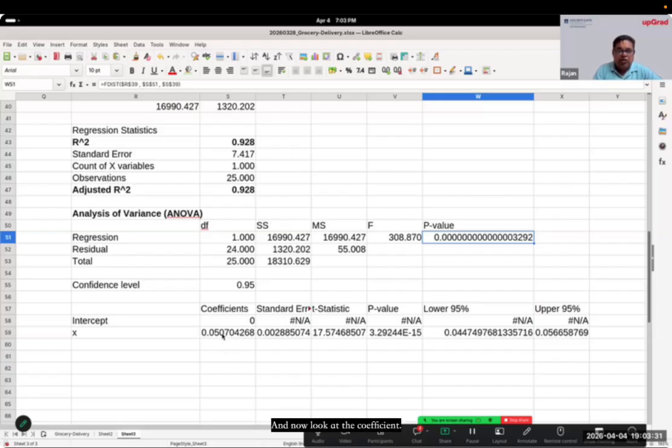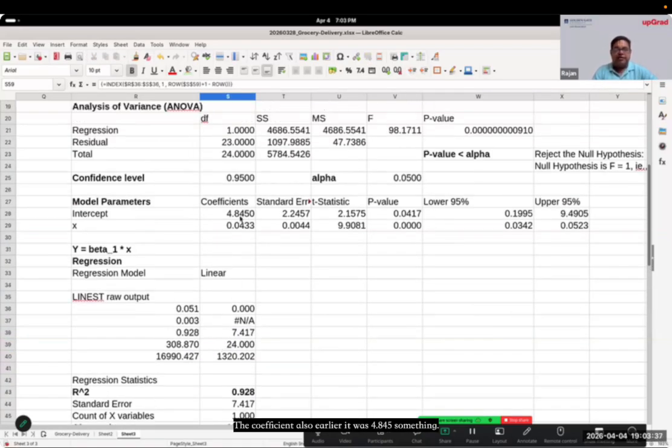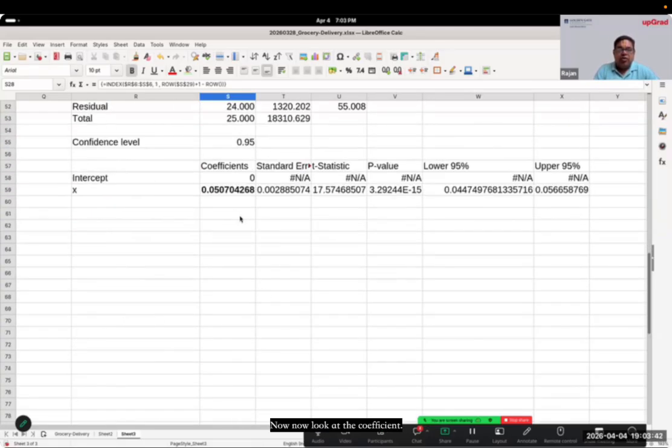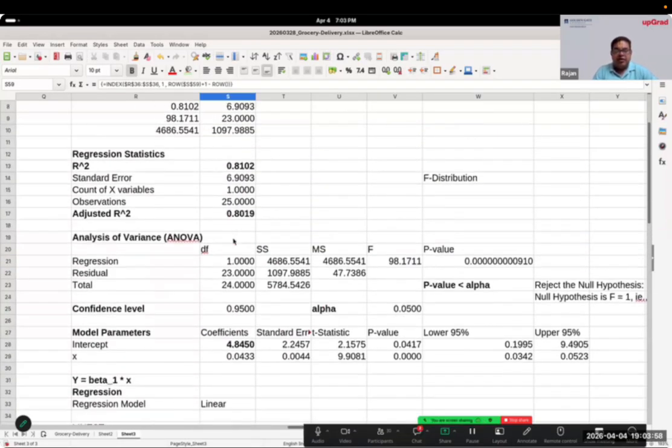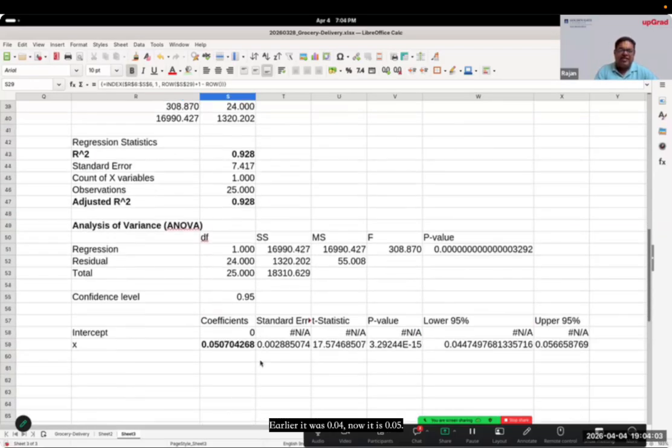So now look at the coefficient. Coal based. The coefficient, earlier it was total dry gas in cubic feet, 845. Not in cubic feet, now kilo feet, maybe. Now look at the coefficient. The coefficient is very different, 0.05. Fuel rate of US owned automobiles. Intercept is 0, which is what we forced. So this is the fuel efficiency, and the coefficient is 0.05. Earlier it was 0.04. Now it's 0.05. Slight change in the slope.